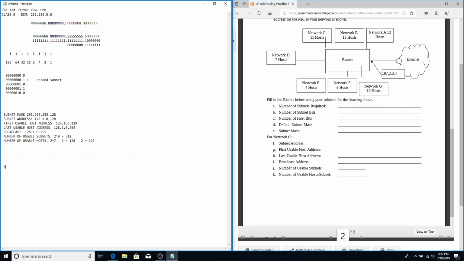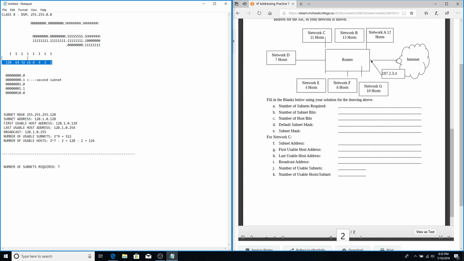So that's pretty easy. Number of subnets required, 7. You counted them, it's as easy as that. There's no math to it other than just counting or adding up everything that says network and a letter. Then it says number of subnet bits. Well, in this case we have 7.